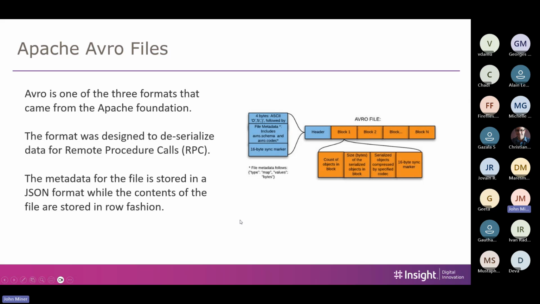Apache Avro. So Apache Avro is one of three formats, right? It was made for remote procedure calls, okay? Interesting thing is that the metadata in the file is stored in JSON format, okay? So you can see that the header has this metadata, which is some type of JSON. But then we have the count of bytes and blocks, one serialized, and the 16 mark. So we have repeating rows that are serializable, okay?